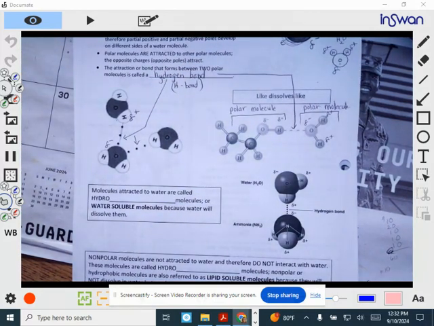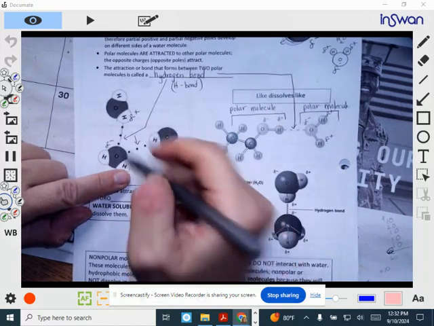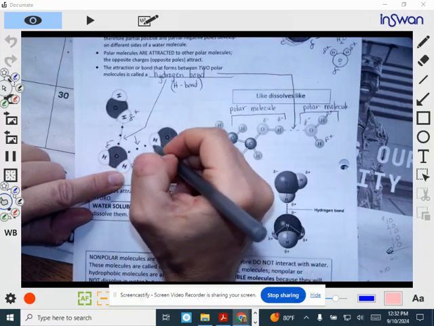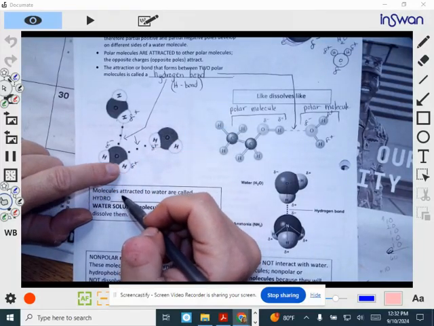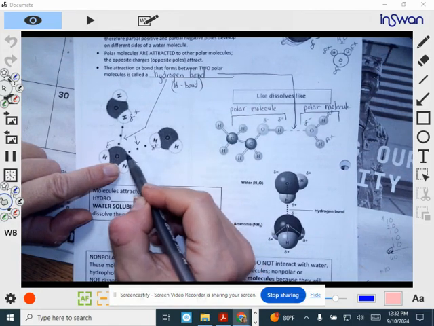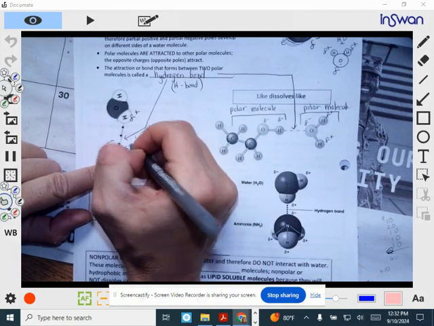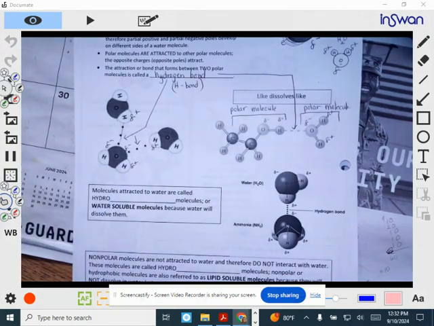Notice that our hydrogen bond doesn't form between 2 hydrogens, because remember the hydrogens are partially positive. They're not going to be attracted to each other. Opposite charges attract. So the hydrogen of this water molecule is going to form a hydrogen bond with this partially negative oxygen that's on a different water molecule.